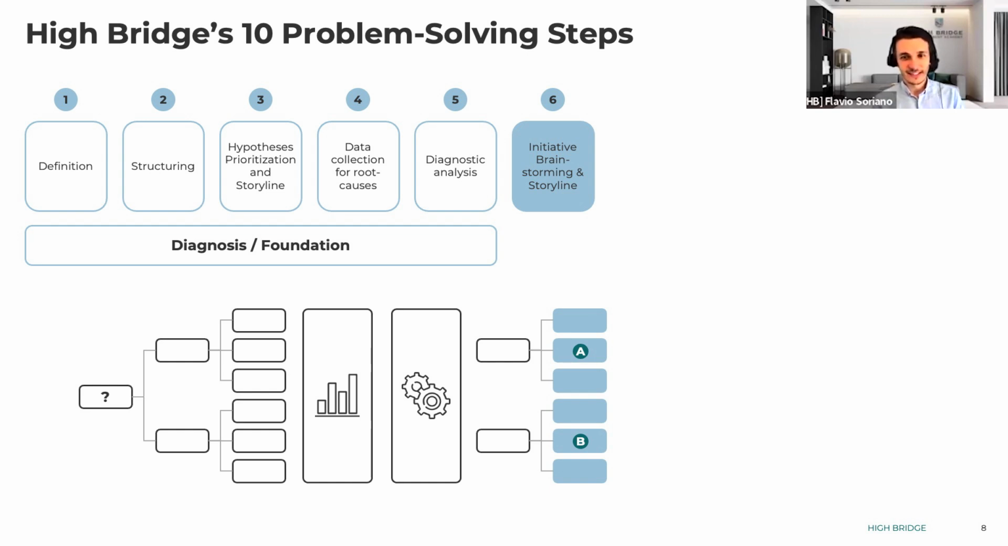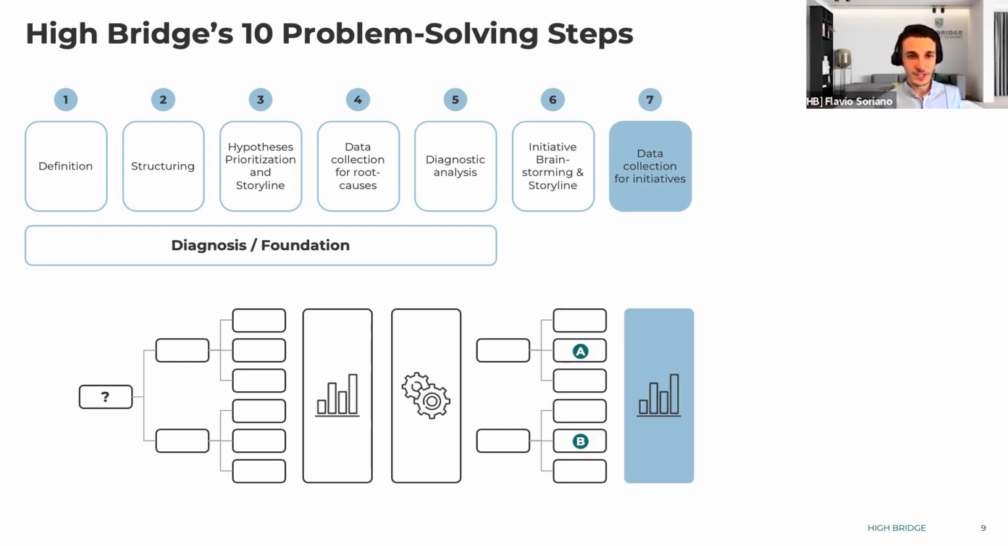Continuing on, step number 6, we brainstorm solutions for the root causes and opportunities we've identified, right? After we confirm the root cause, now what can we do about it? We structure it again, and we create a storyline again for what we aim to achieve. Then we gather the data, this time to validate the initiatives.